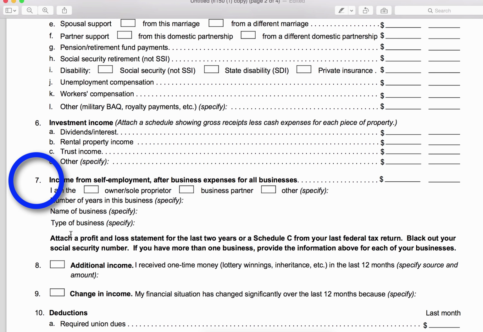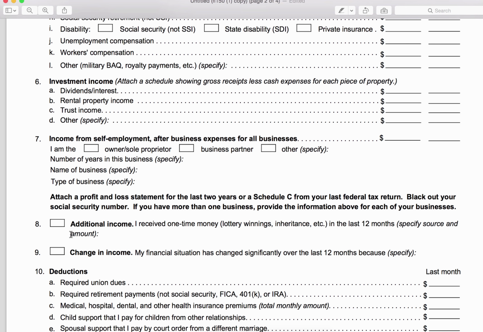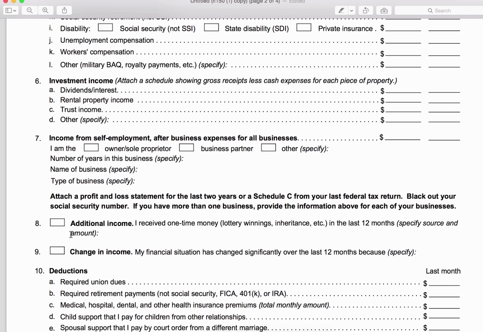Item 7 is for people who are self-employed. If you're not self-employed, skip this item and leave all lines blank. First, fill in the lines for your last month's and monthly average income from the business. This amount should be your income after all business expenses.